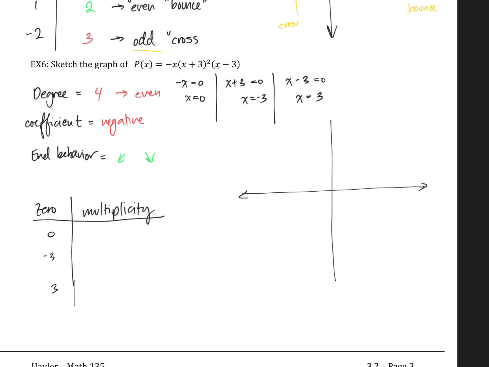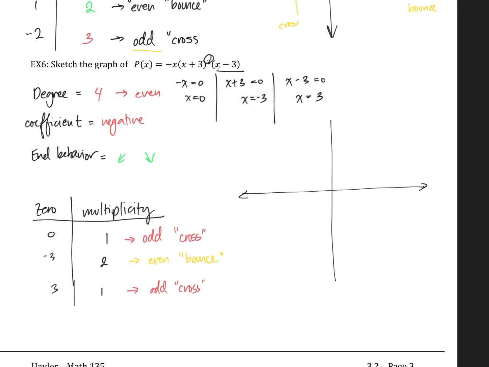Now we need to figure out the multiplicity for these. Well, the 0 only shows up once. The negative 3 shows up twice because we have it squared. And then the positive 3 shows up just once. Alright, so now let's go ahead and determine what's going to happen at these. Well, the 1 is odd, which means it's just going to cross. The 2 is even, which means it's going to bounce. And the 1 is, once again, odd, which means it's just going to cross at that point.